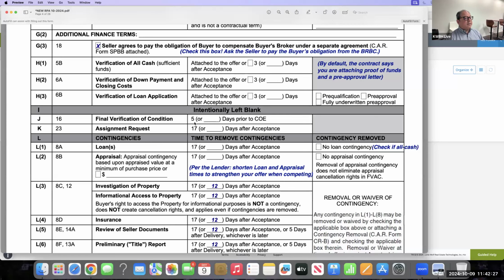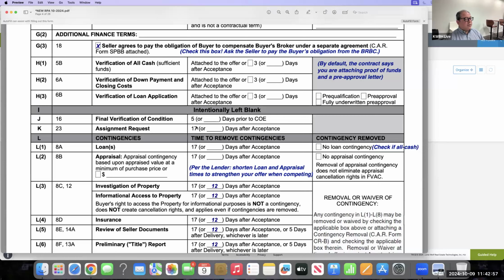Okay, the buyer has the right to go and do a final verification 5 days prior to close of escrow. So the seller is going to move all their stuff out of the property. They might have agreed to some repairs. So the buyer has the right to come in within 5 days prior to closing and verify that no damage was done by the movers. The agreed upon repairs were made. So that's the buyer's right.